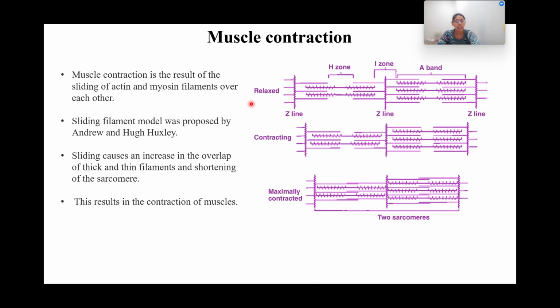And as a result, your Z band gets shortened. So the Z band is the sarcomere's ending point. So the longer the Z band, the more relaxed the sarcomere is. Because the Z band is getting shorter, your sarcomere is getting contracted.